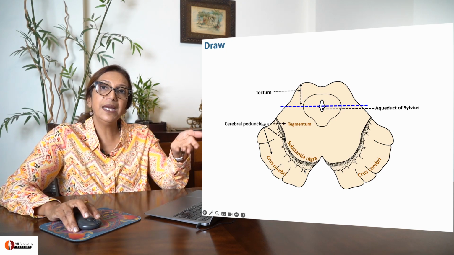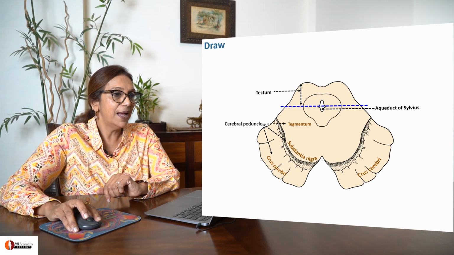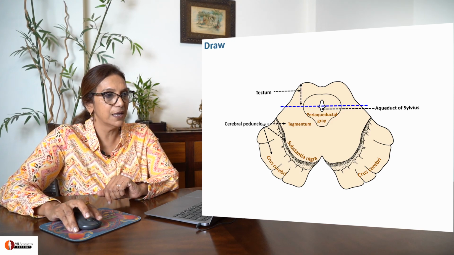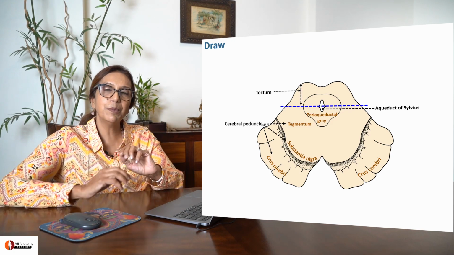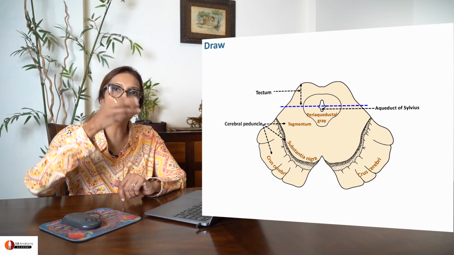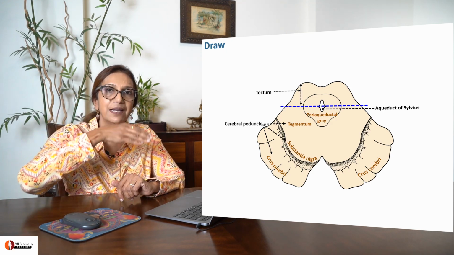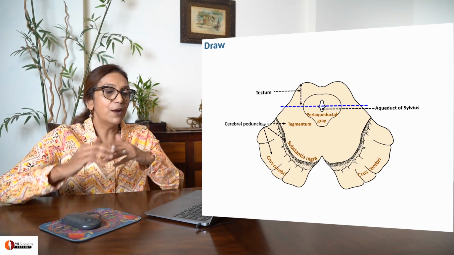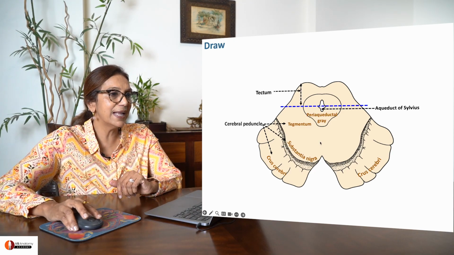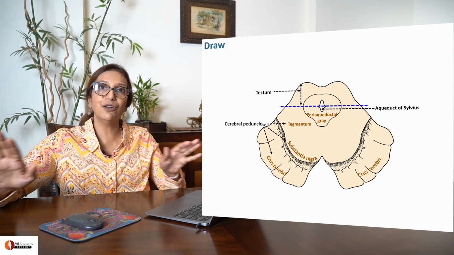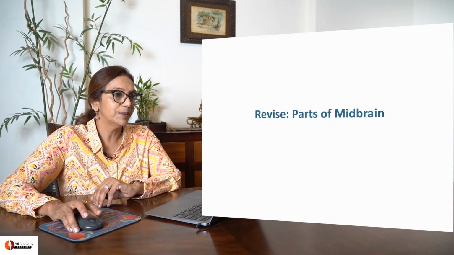This region behind them is called as tegmentum, and this region around the aqueduct is called periaqueductal gray. So, what all comes under cerebral peduncle? Crus cerebri, substantia nigra, tegmentum, and periaqueductal gray. All these come under the purview of cerebral peduncle. And what is situated behind this line here? Tectum of midbrain. Got it? These are parts of section of midbrain.